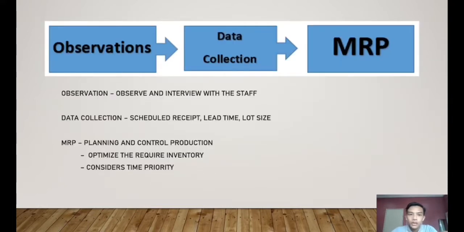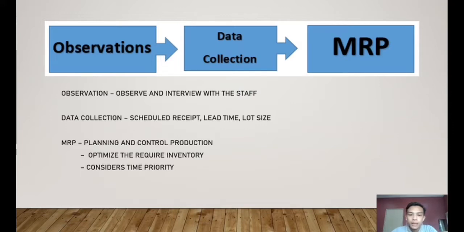In order to conduct this project, there are three basic procedures that we must include. The first one is observation. Observation and interview with operators and staff is the main factor in order to understand the production process at every level. Second is data collection. Data collection will then begin where data such as schedule receipt data, lead time, lot size, demand, truck capacity, and inventory data are required in the MRP table.